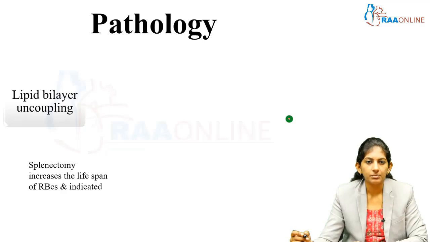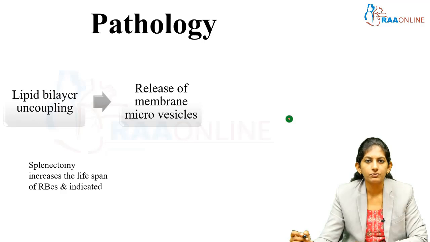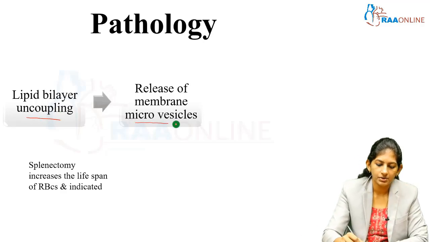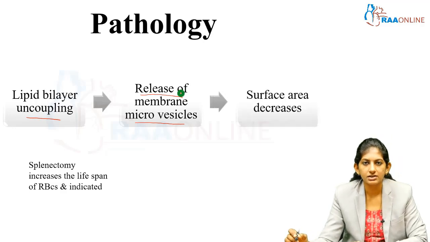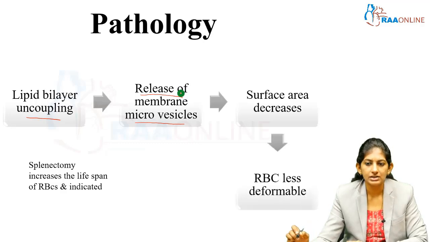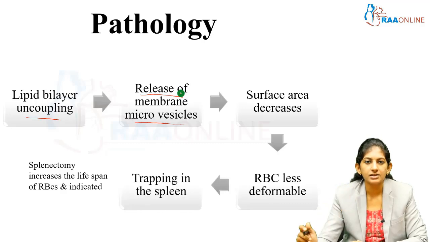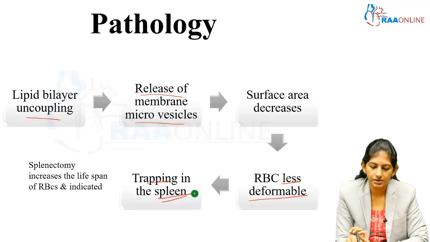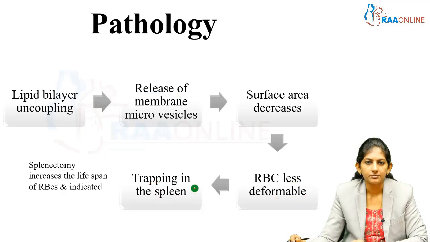So let's see the pathology step by step. Basically, the membrane proteins are mutated. So this causes the uncoupling of the lipid bilayer. Just recall the picture that we saw a little earlier. So the lipid bilayer uncouples, and membrane microvesicles will start getting released. This will decrease the surface area of the RBC. It becomes less deformable, more round and spherocytic. Once it is less deformable, it gets trapped in the spleen, giving rise to splenomegaly.